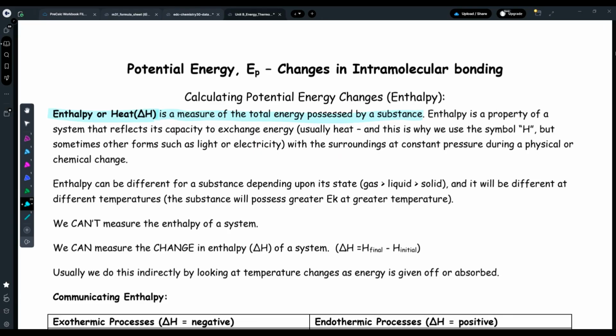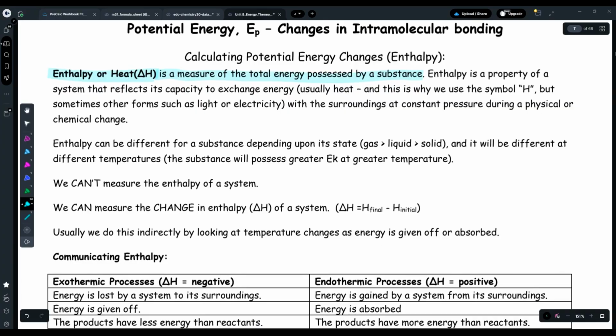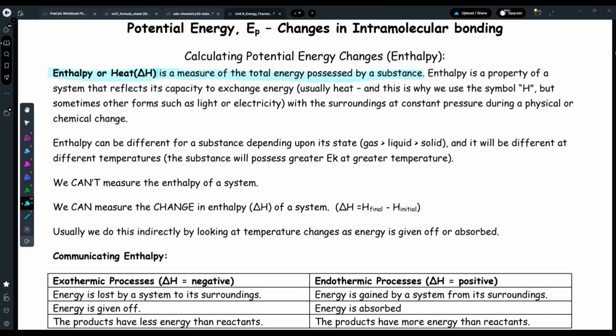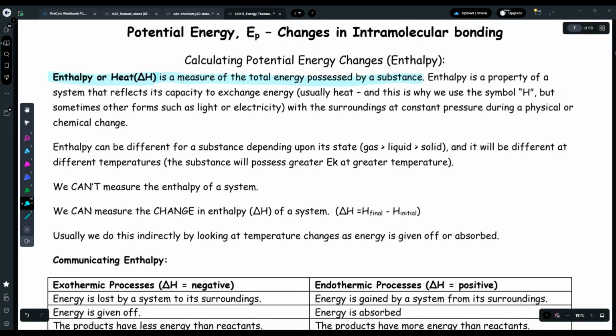Now, the thing about enthalpy is we can't measure the enthalpy of a system. However, we can measure the change of enthalpy of a system. Usually we measure the change of enthalpy of a system by looking at temperature changes as energy is given off or absorbed. One thing before we keep moving on, let's make sure we highlight this because it comes into play later on.